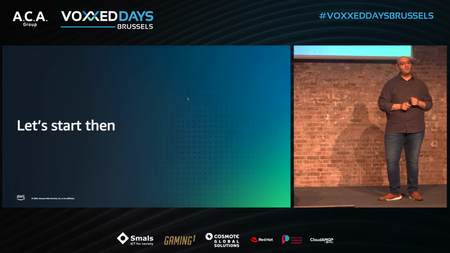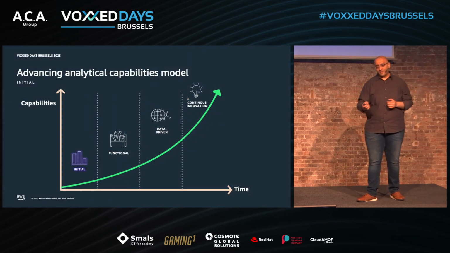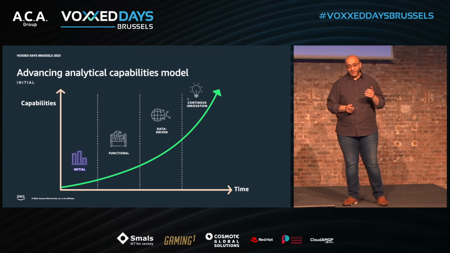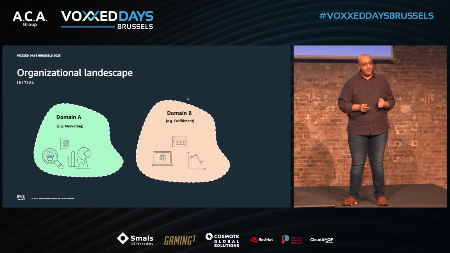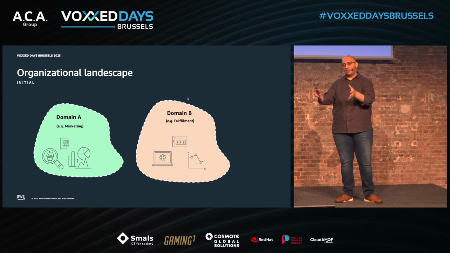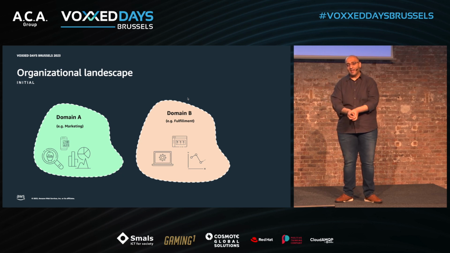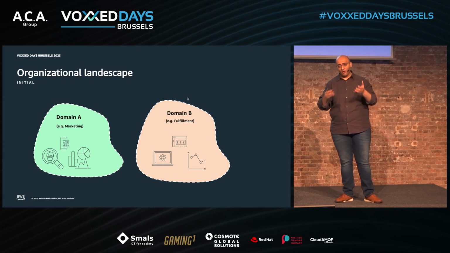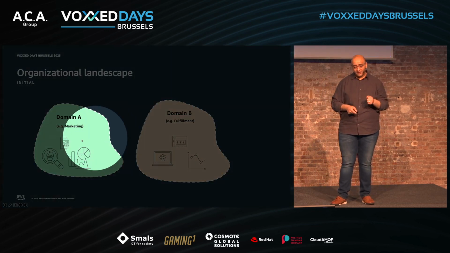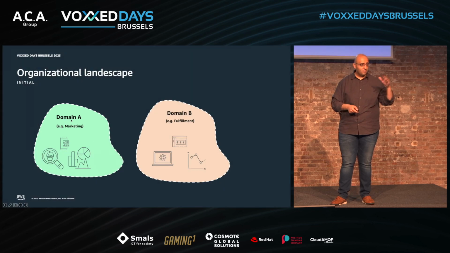So let's start then with our journey. As a reverse step, we're going to look at the initial phase. What this means for us, or for our organization, is that we have an organizational landscape. And I'm going to have a very simplified organizational landscape. This is something that we can actually look back and reflect on our own organizations. But mostly, I'm going to use a front-end kind of business function.